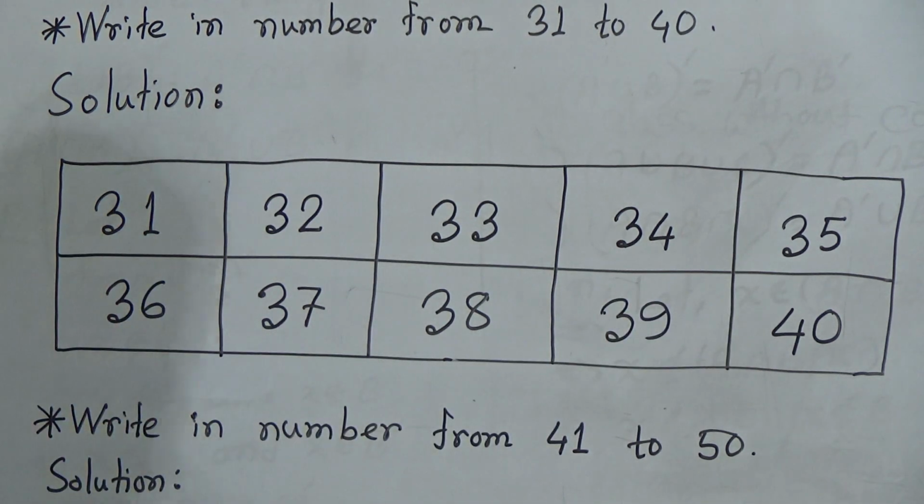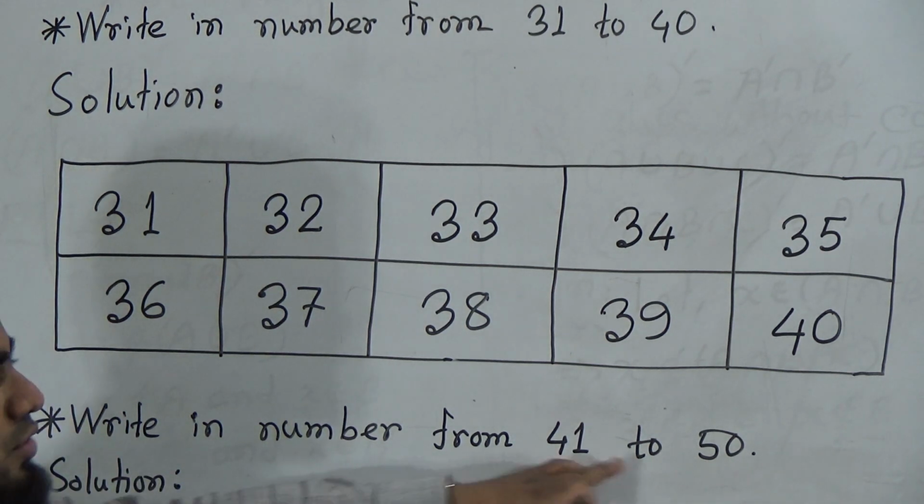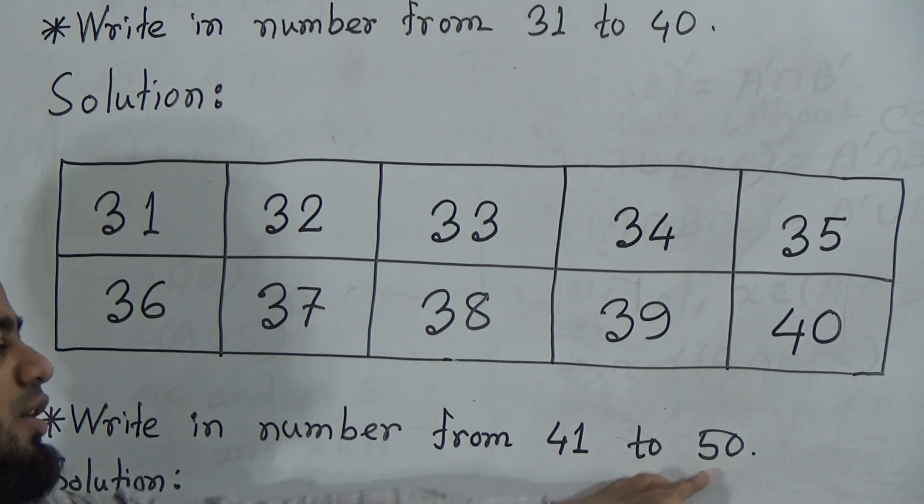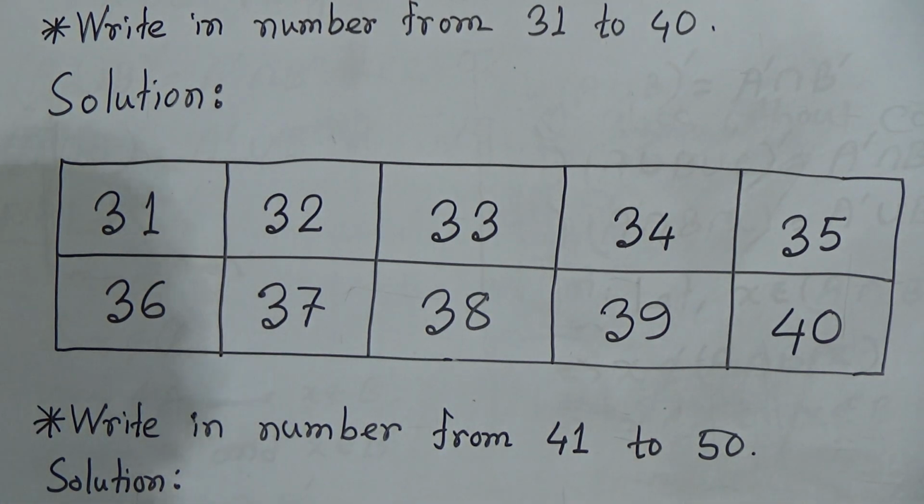Now I am going to the second question, my dear students. The second question is write in number from 41 to 50. You should write from 41 to 50. Again the first number is given, it's 41. So we should fill the first box with the number 41. 4 and 1 makes the number 41. After 41, which number comes? After 41, the number that comes is 42. To make the number 42, you should write 4 and 2.